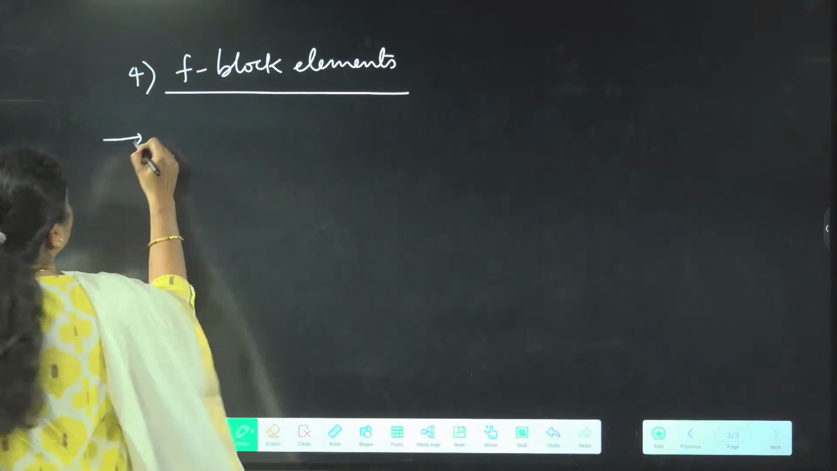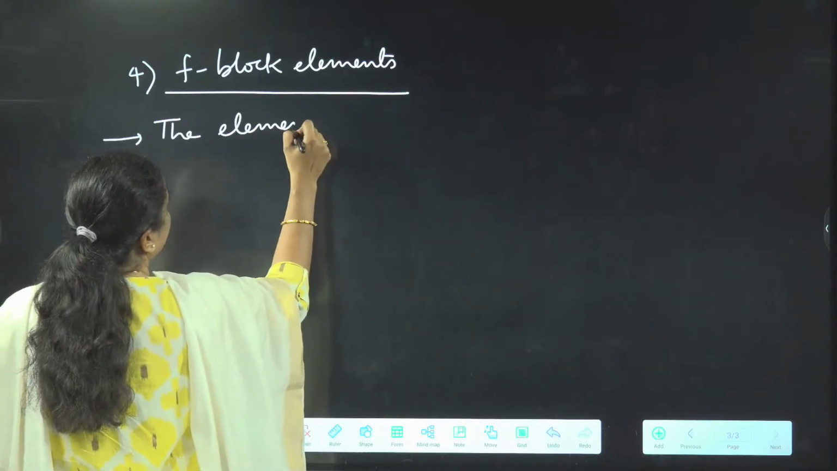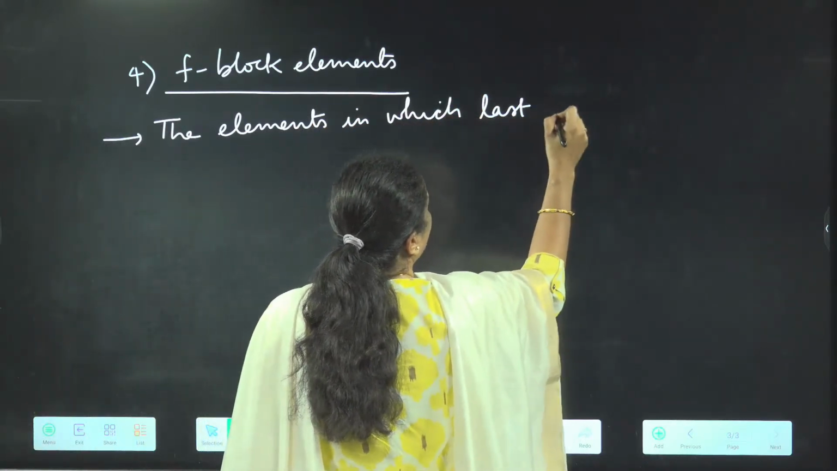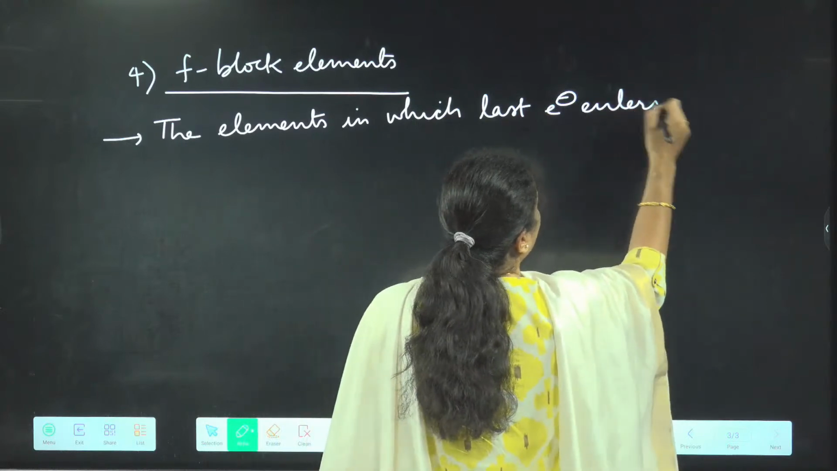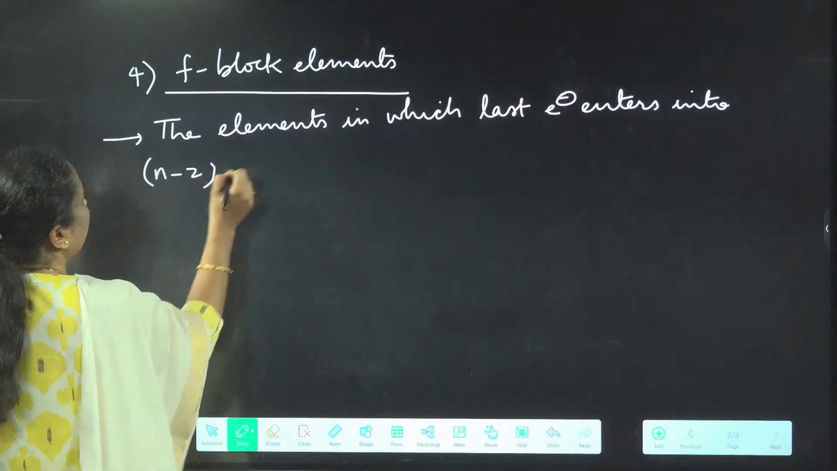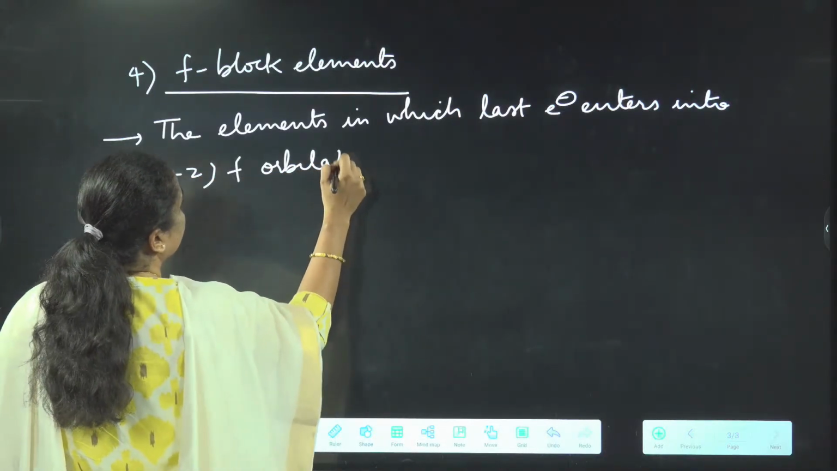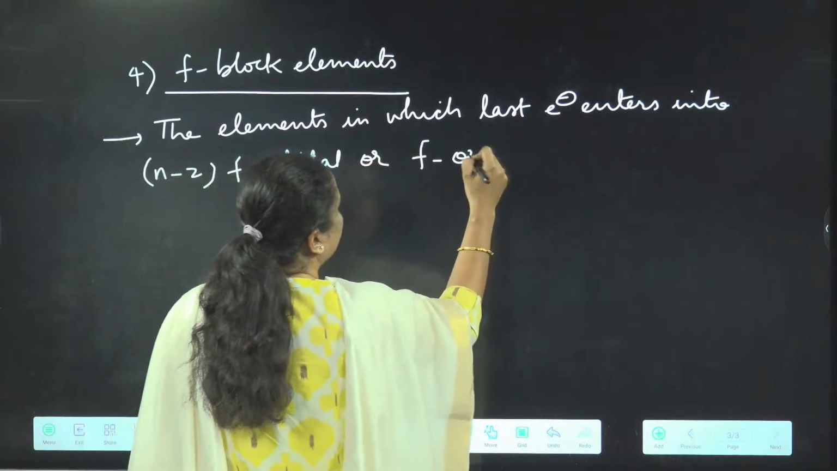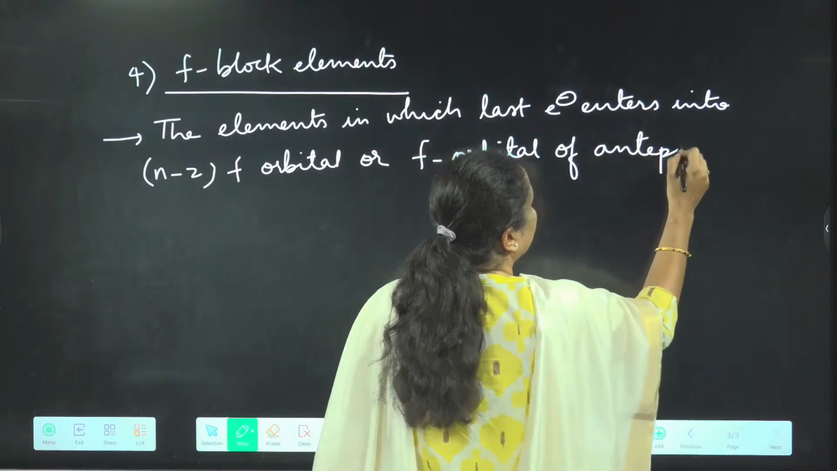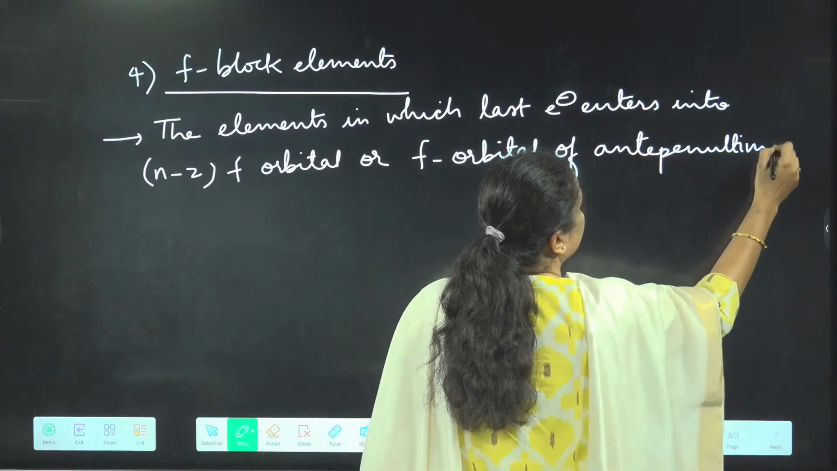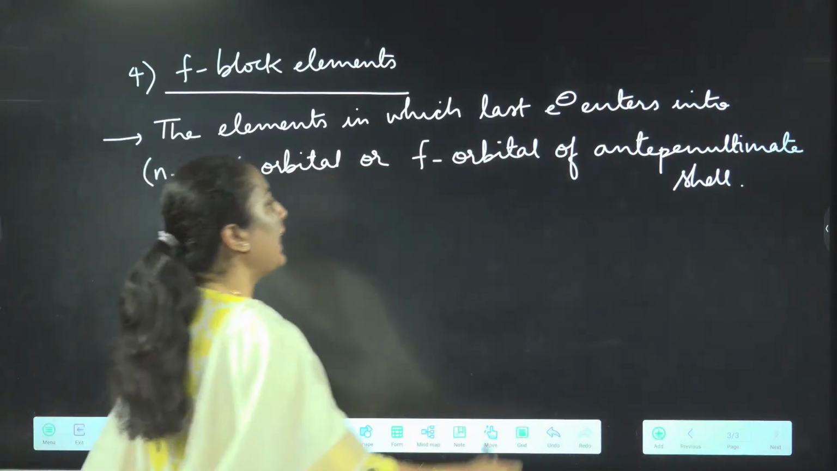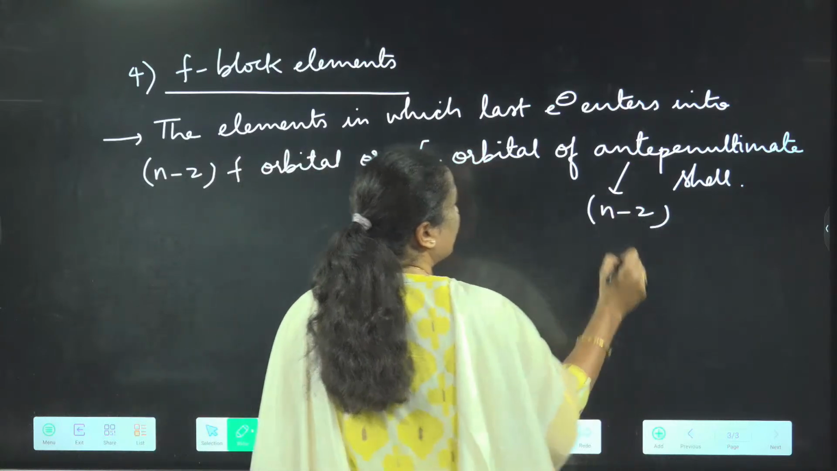So we are going to write down the elements in which the last electron enters into N-2 F orbital or F orbital of anti-penultimate shell. Anti-penultimate shell, right? And when I say anti-penultimate, I mean it is N-2.